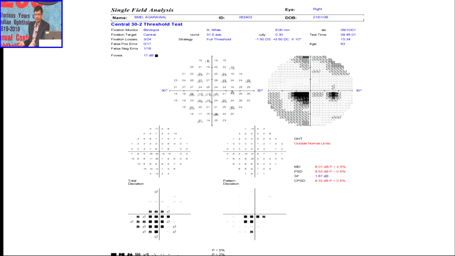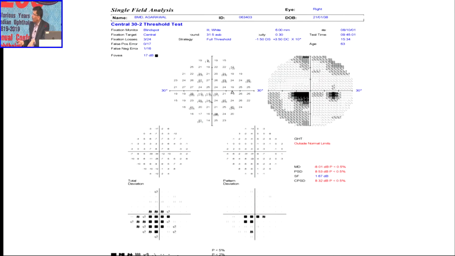What about this visual field? What is the likelihood of this being glaucomatous? High, low, bad. Anyway, there are points here in the center.